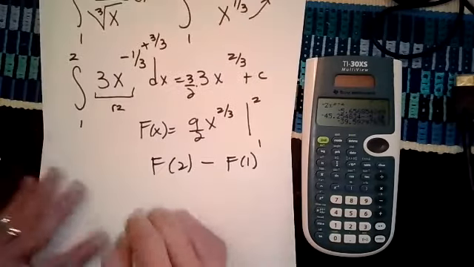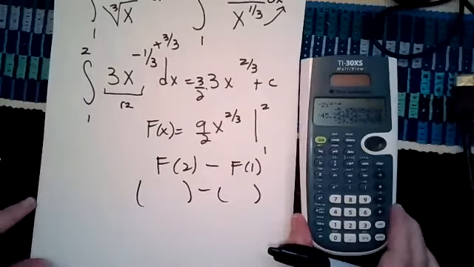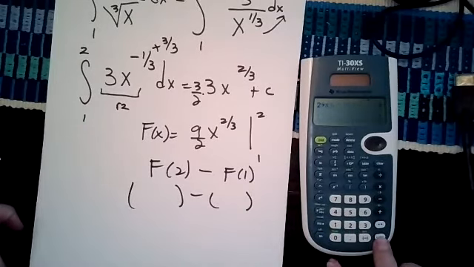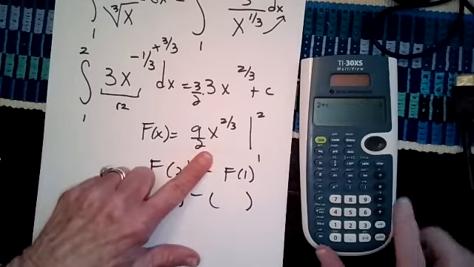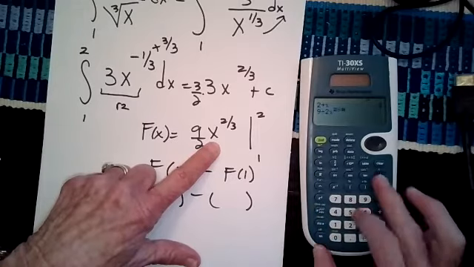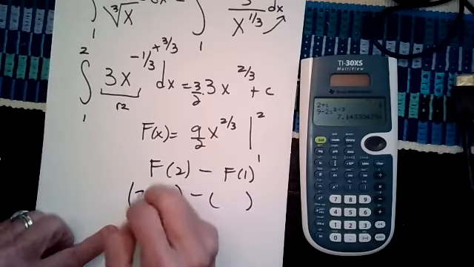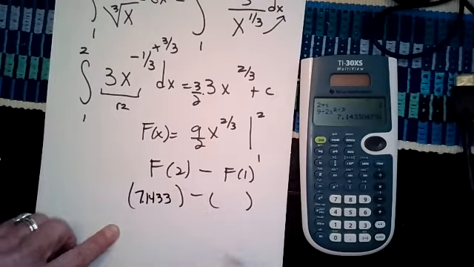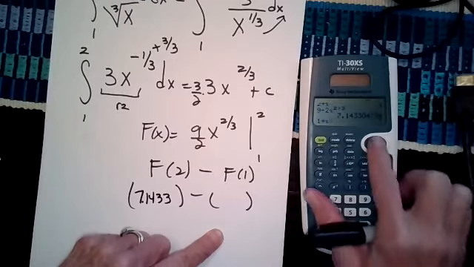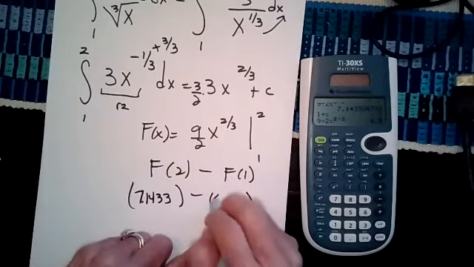So here I go, and I make my parentheses. So I'm going to do 2, store for x, and enter. Clear. 2, store for x and enter. I'm going to type in my antiderivative, 9 divided by 2, x to the 2 divided by 3, and enter, and I get 7.1433. I do 1, store for x and enter, and I go up and I highlight my antiderivative, and I push enter twice, and I get 4.5.